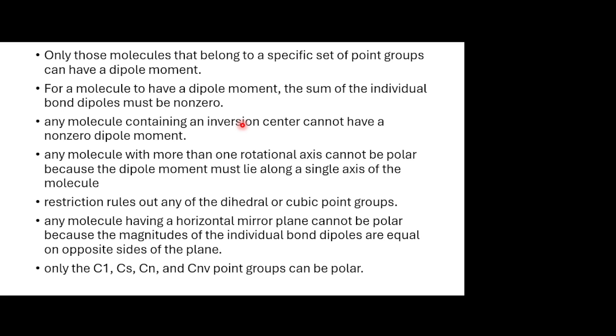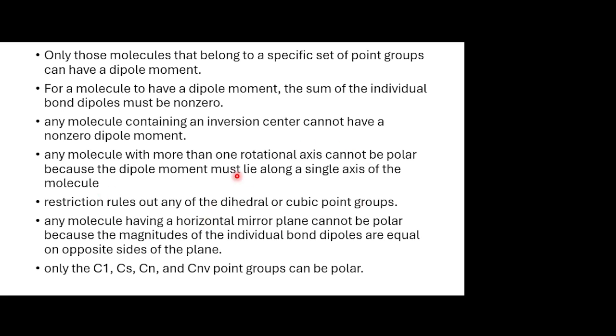If you have an inversion center, you can't have it. Automatically, inversion center means there's always the same thing on the opposite side every single time, right? Otherwise, it wouldn't be an inversion center. Okay. More than one rotational axis also cannot be polar because, again, if you have more than one axis of rotation, then that means that it can rotate in both of the directions, right? And so you've actually eliminated all your x, y, z coordinates by doing that. Okay.